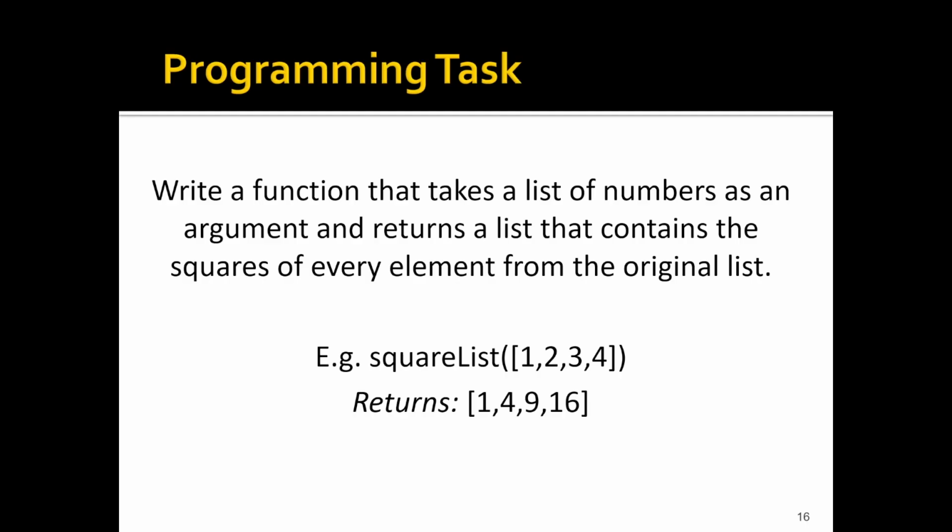Let's try another one. This one says, write a function that takes a list of numbers as an argument and returns a list that contains the squares of every number from the original list. So if we take in the list 1, 2, 3, 4, we should return the list 1, 4, 9, 16. So given some list, we're going to traverse across each element and square each one.